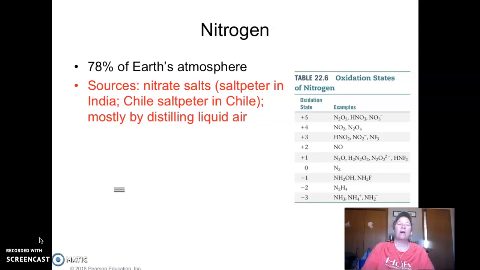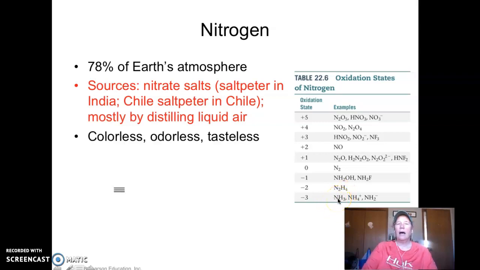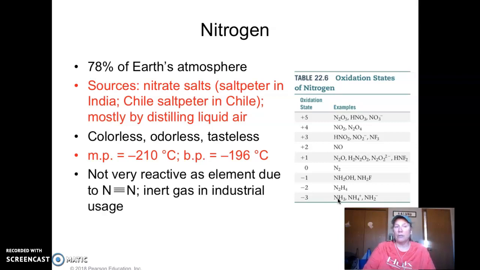Okay, where does it come from? It comes from nitrate salts. It comes from distilling liquid air. You can see over here some of the nitrogen compounds. Big one right there, ammonia. It's used for a lot of things. The thing with nitrogen is it's colorless, odorless, and tasteless. It has an extremely low melting point and boiling point. So that's why it's a gas at room temperature.